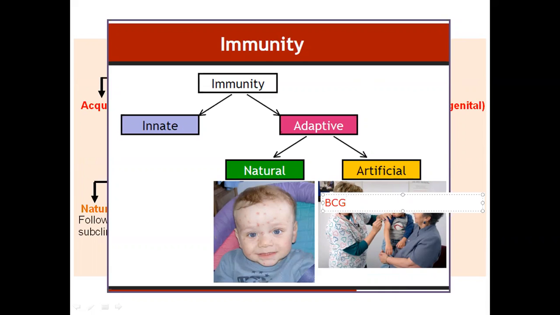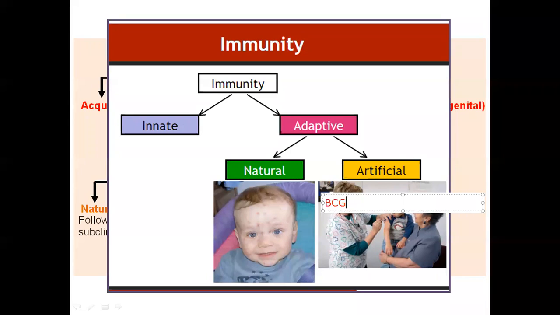BCG is Bacillus Calmette-Guérin, named after the discoverers. It is the vaccine against the bacillus bacteria that causes tuberculosis. Against this tuberculosis, the newborn baby is vaccinated with this BCG. This is the important vaccine given to the newborn baby against tuberculosis.